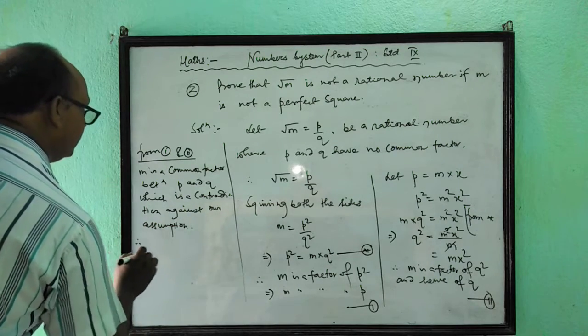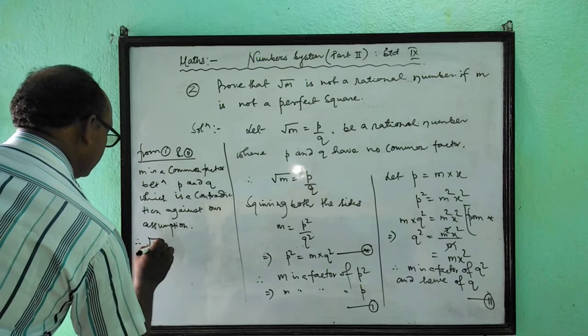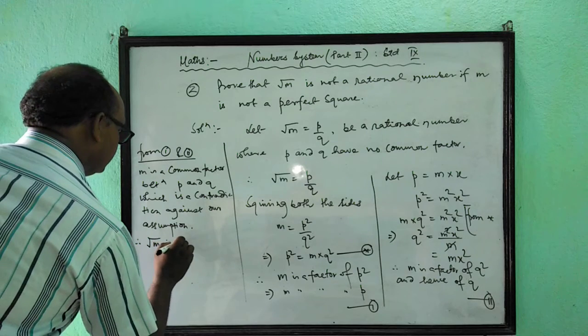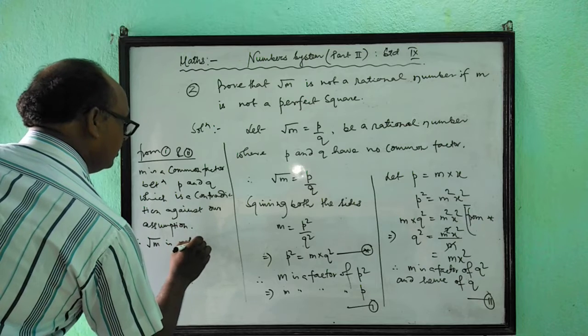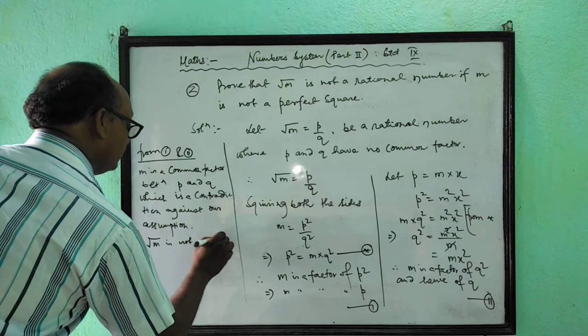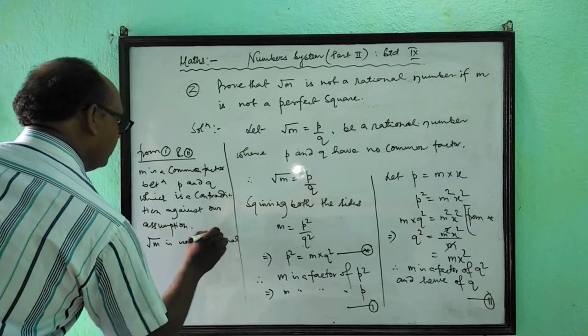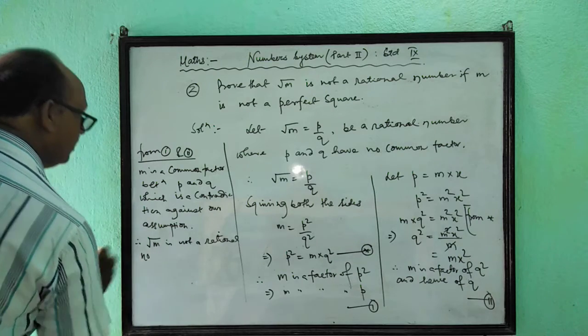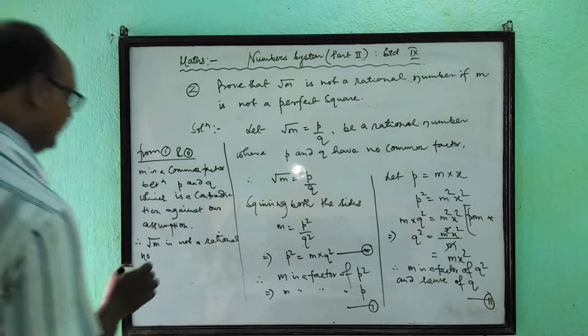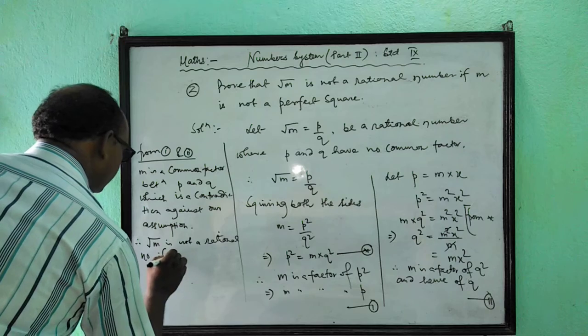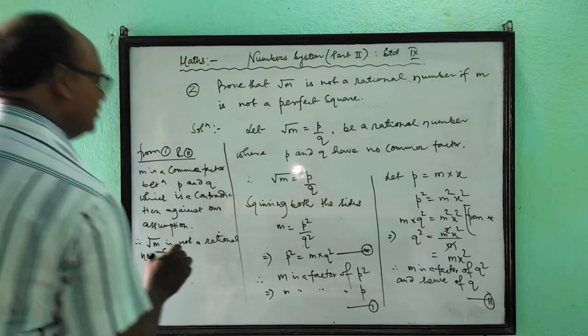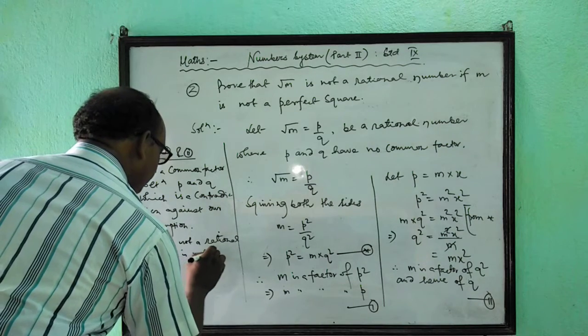Therefore, root m is not a rational number if m is not a perfect square.